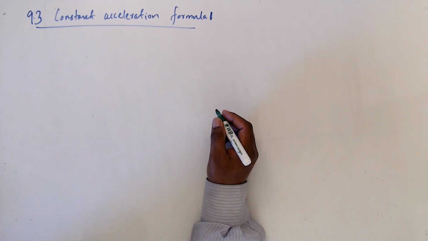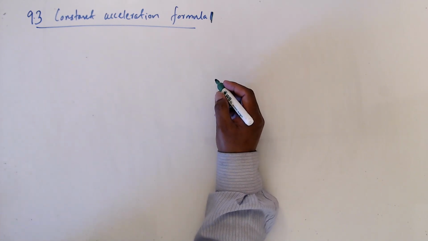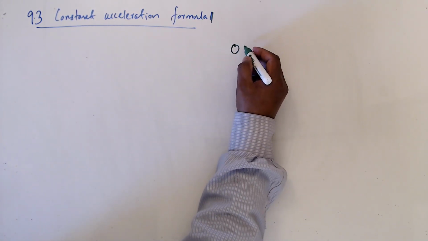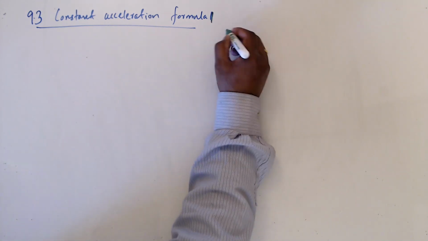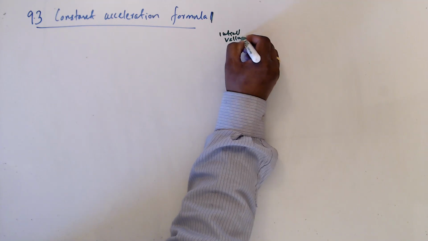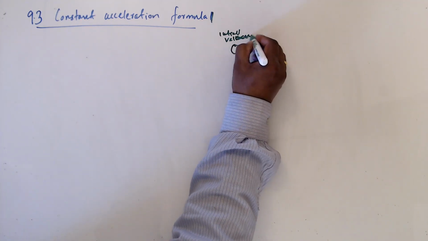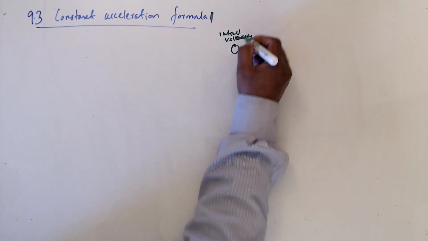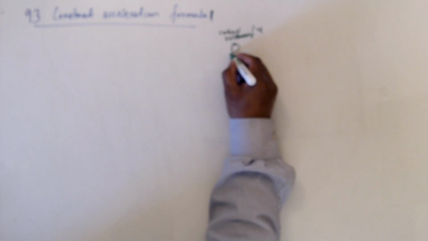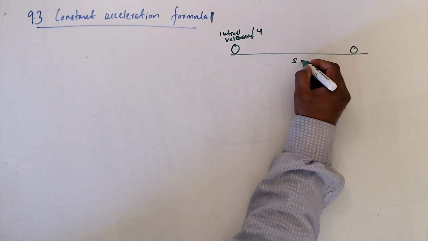9.3 constant acceleration formula 1. We will consider a journey of a particle. So the initial velocity is u, and this particle moves along a line. Let's say displacement is s.